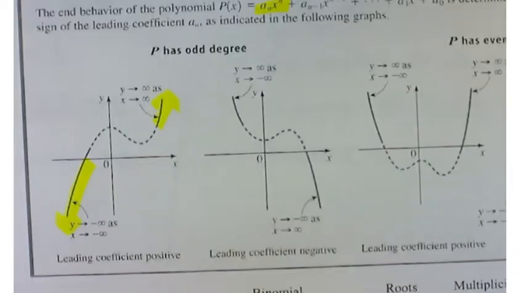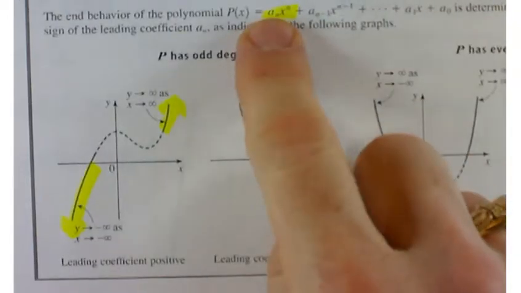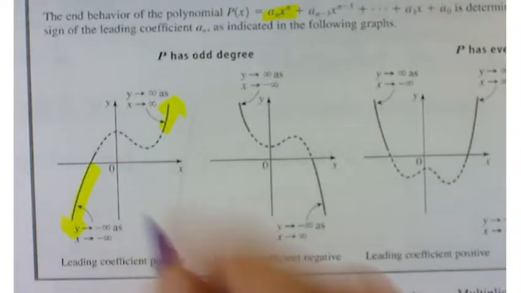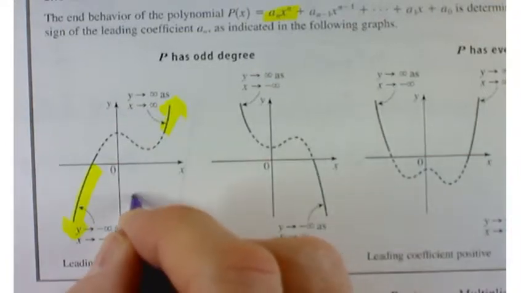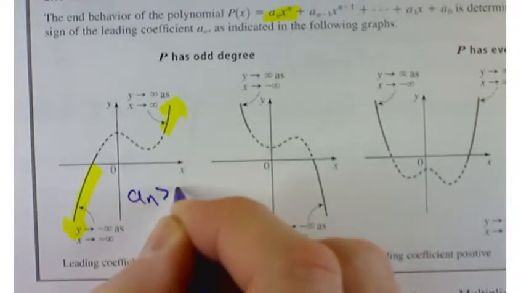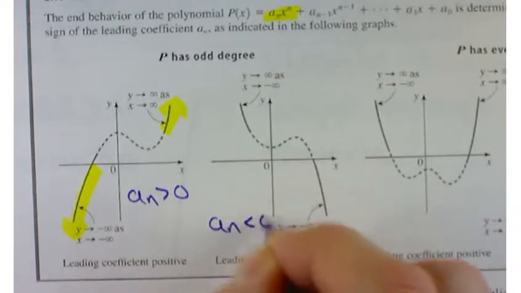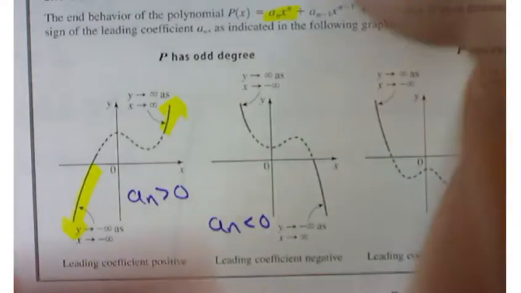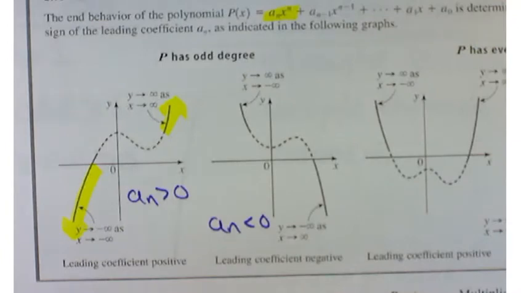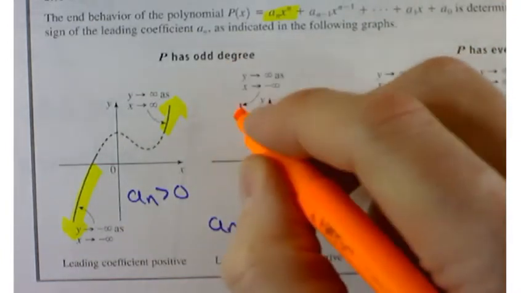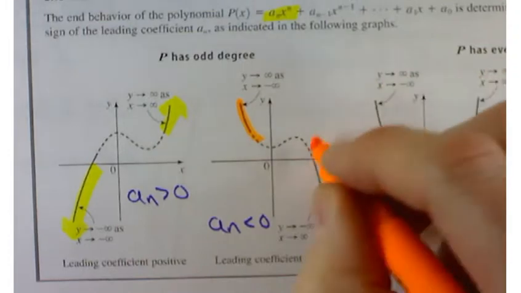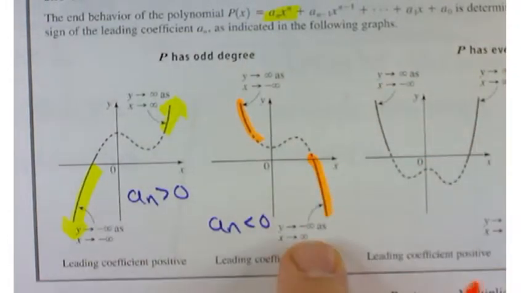Alternatively, if this number is negative, so here a sub n is greater than 0. If a sub n is less than 0, then the graph's going to get flipped, right? Because if you multiply this by a negative, then it's going to flip the graph. So you get something that is going to look like this. Its eventual behavior is going to go down to the right and up to the left.